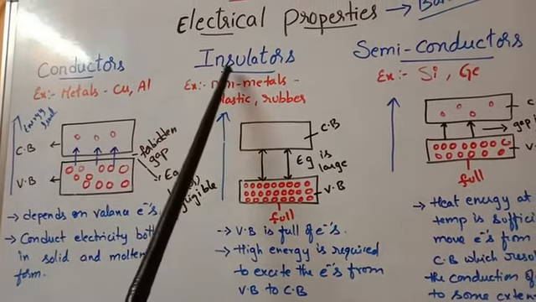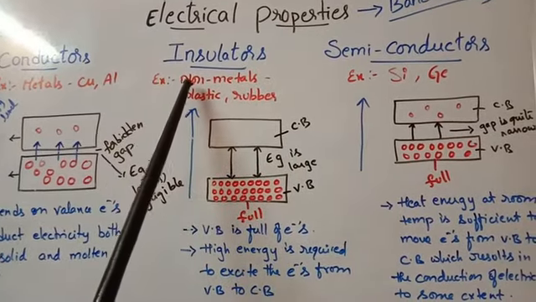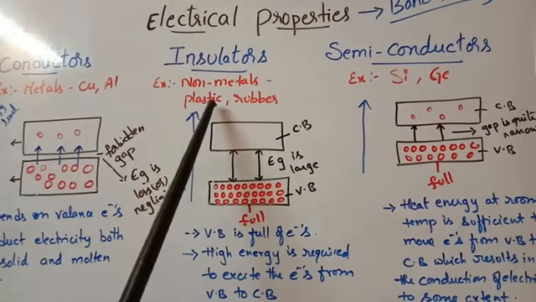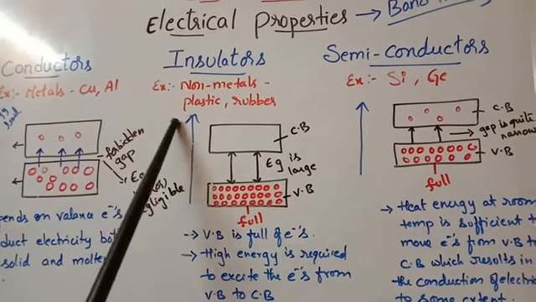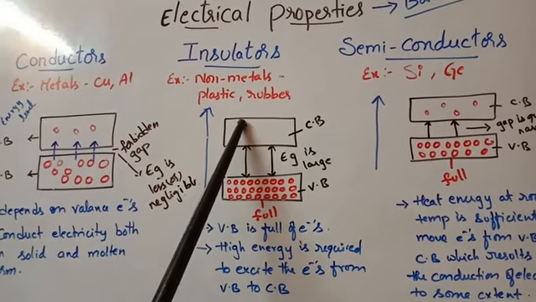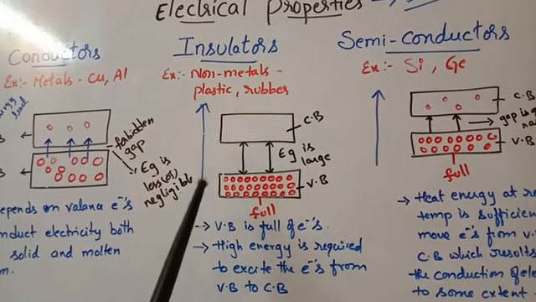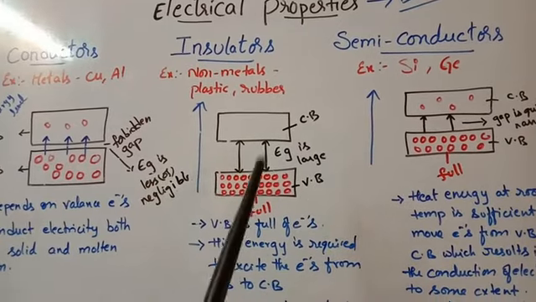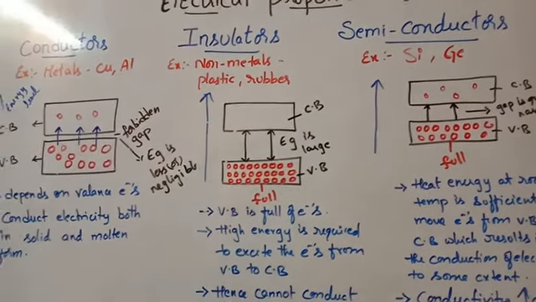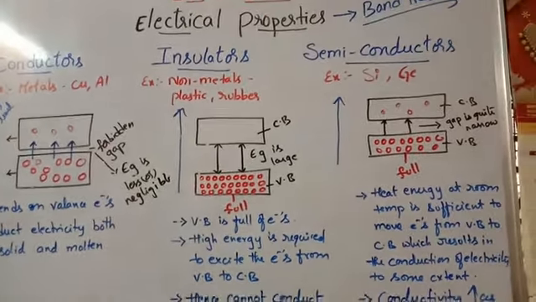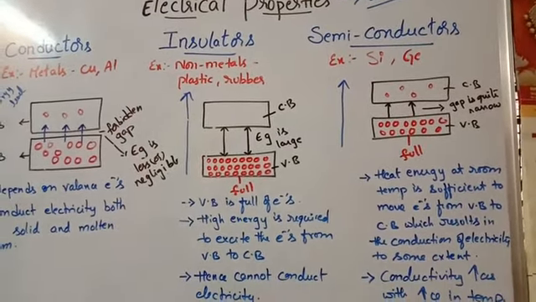Next comes insulators. For insulator examples I have taken non-metals, such as plastic or rubber. Same as before, this is the energy level, the valency band and the conduction band. Here you can see the energy gap, Eg, is very large and the valency band is full.